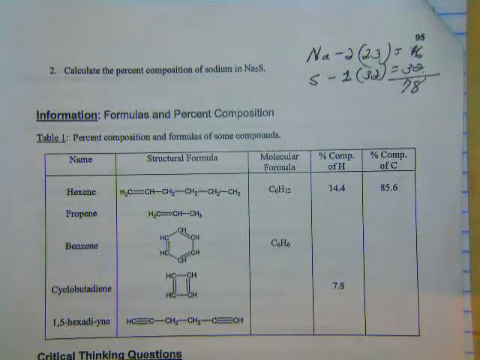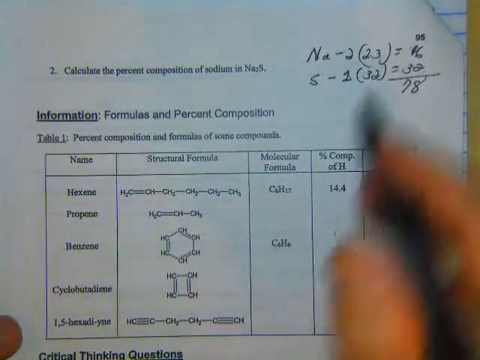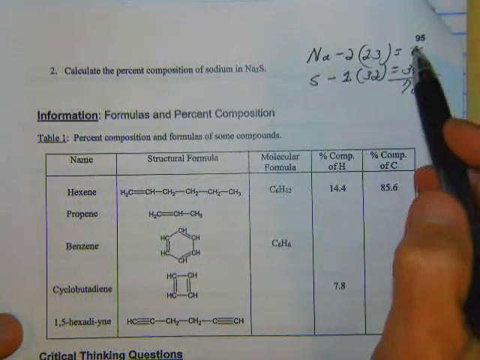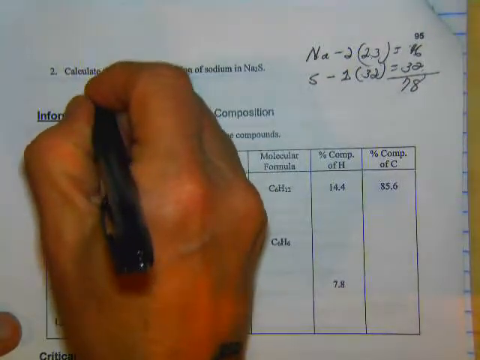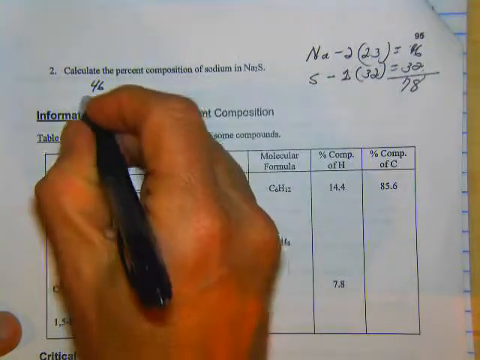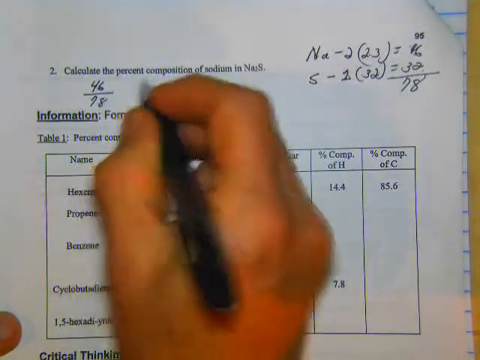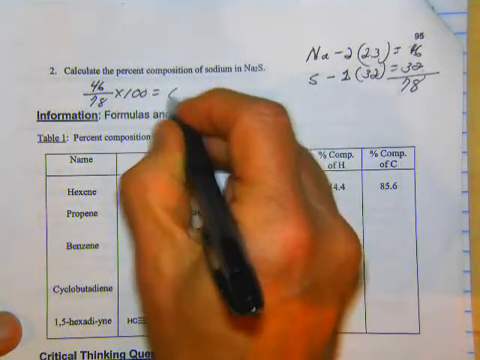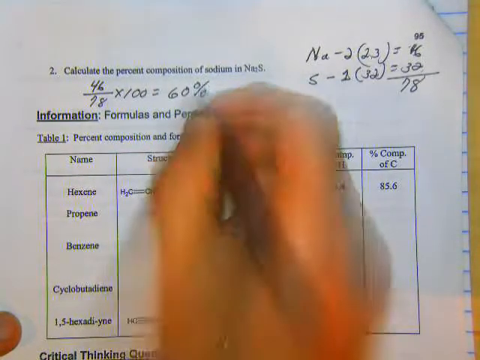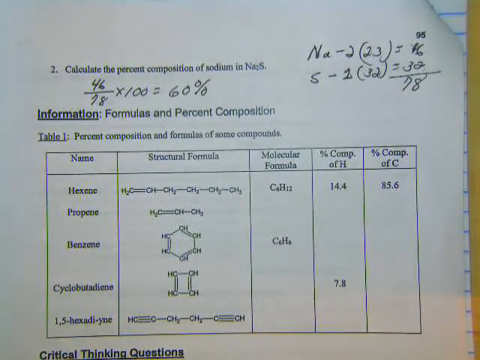And we want to know the percent of sodium. So sodium is 46, divided by 78. And remember with percentages, you have to multiply by 100, and that comes out to approximately 60%. So easy enough to do those. That's pretty good.